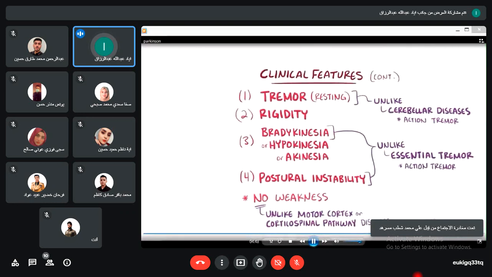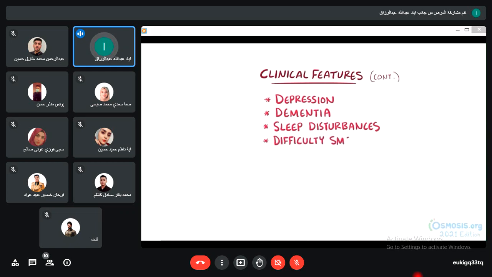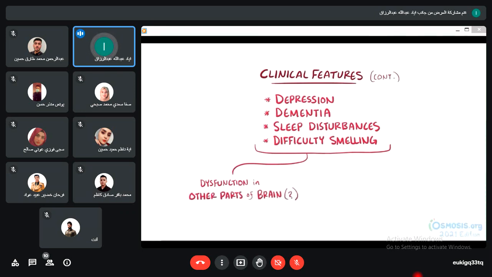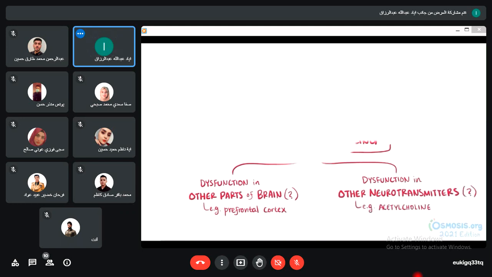Non-motor brain functions can be affected in Parkinson's as well, leading to additional common symptoms including depression, dementia, sleep disturbances, and difficulty smelling. These are thought to come about because of dysfunction of dopaminergic signaling in other parts of the brain beyond the substantia nigra. For example, in the prefrontal cortex, leading to cognitive symptoms, and also possibly from issues with other neurotransmitters like acetylcholine.